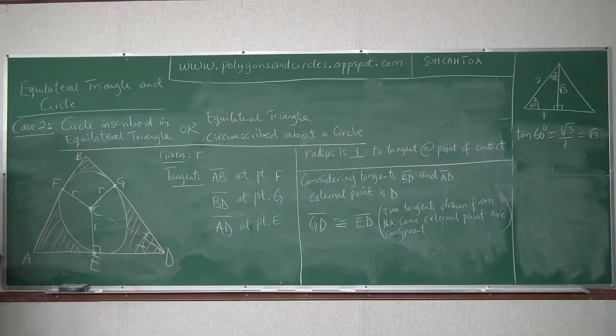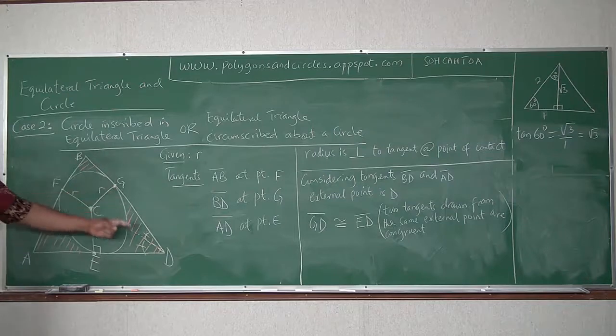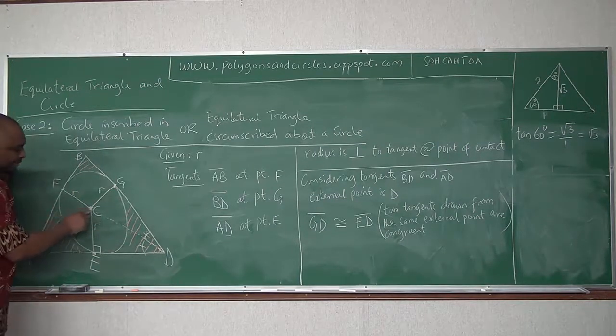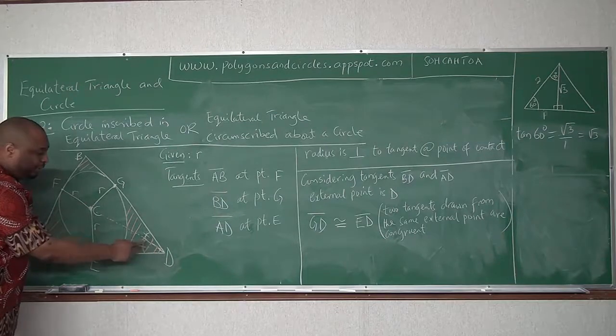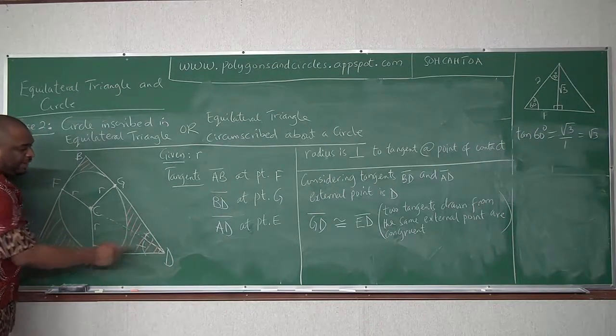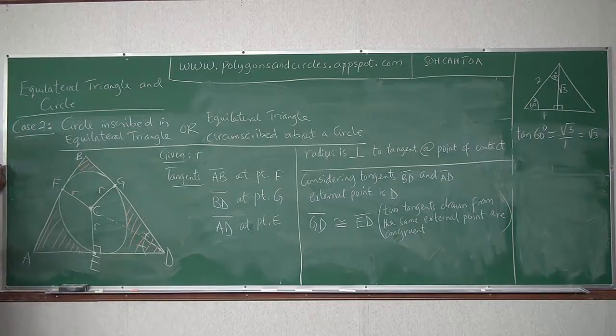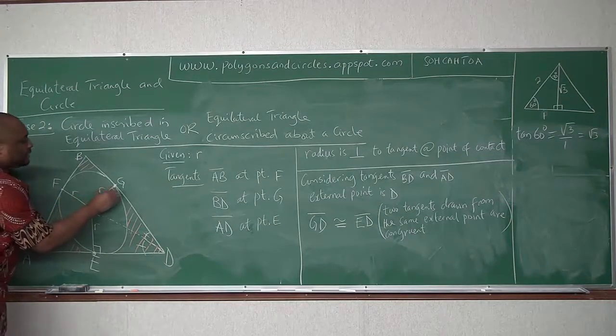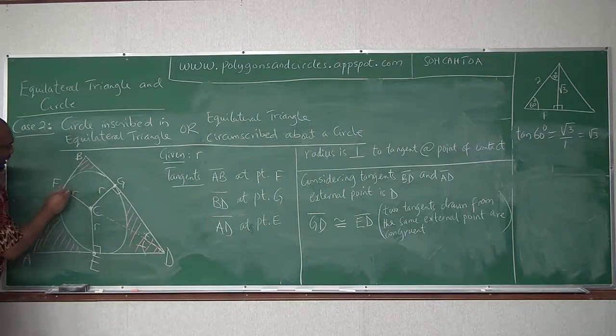That means the distance from their point of contact to the external point. Okay? It's just like if we're considering AB and AD, then we say that AF is equal to AE. AF is congruent or equal to AE. So GD is congruent to ED. Also, the line from the center of the circle to the external point bisects the angle formed by the external point. Okay, this is 90 degrees here. Radius is perpendicular to tangent.